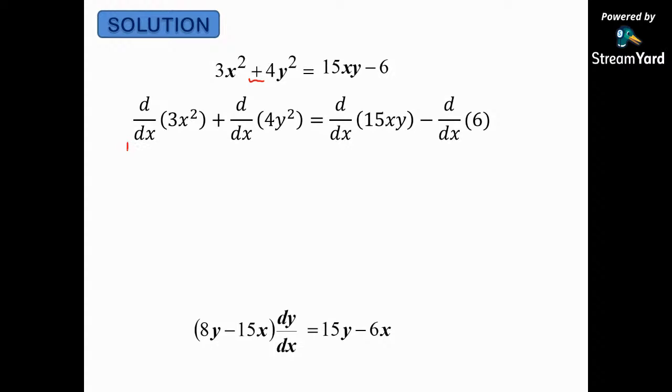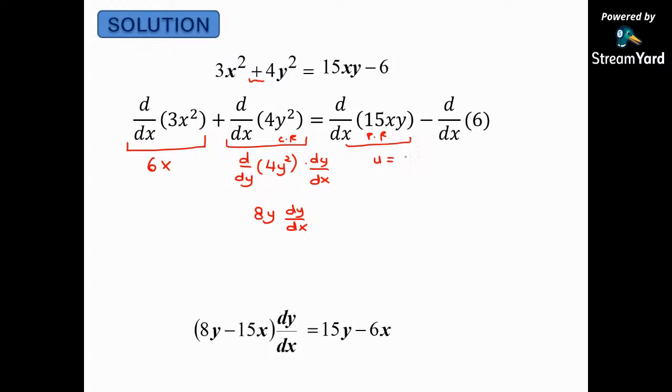So differentiating 3x squared, this is a similar variable, so you can quickly differentiate them. This is actually equal to 6x. Right, so for this one over here, we got a different variable, therefore we need to use the chain rule. So this is d over dy of 4y squared multiplied with dy over dx. And then differentiating 4y squared, that is 8y dy over dx. Right, so now over here we got 15xy. So this is actually something with multiplication. So you need to use the product rule for them.